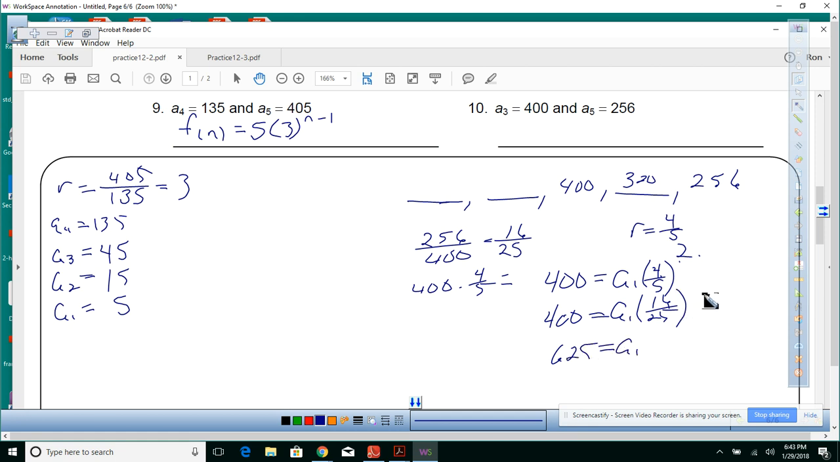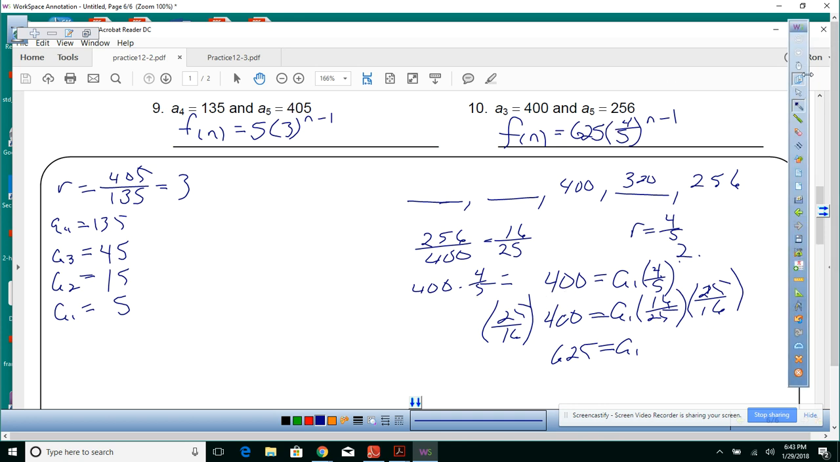Okay. So I multiplied both sides by 25 over 16, and it's 25 over 16. So we got 625 is a sub 1. So f of n equals 625 times 4/5 to the n minus 1. Is that not cool? That is cool.